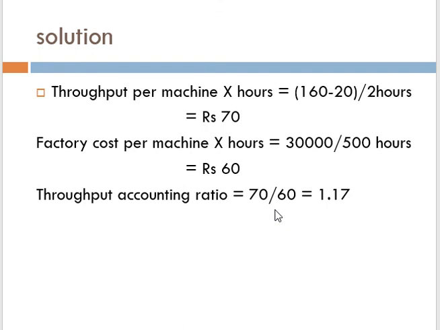So please remember, throughput accounting ratio should always exceed more than 1, which is nothing but the total throughput should exceed the total factory cost. So throughput accounting ratio can also be used to assess the relative earning capabilities of different products. Products can be ranked in order of priority for manufacture and sale in order of their throughput accounting ratio. So higher throughput accounting ratio should be given priority over lower throughput accounting ratios.